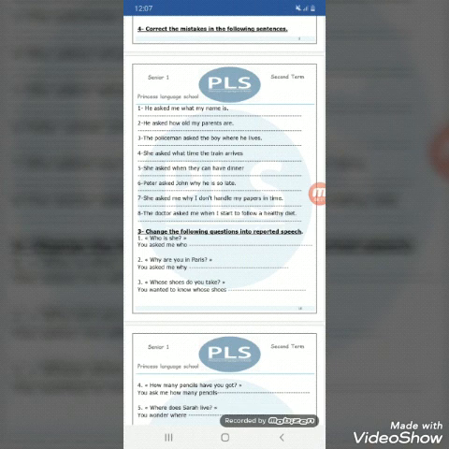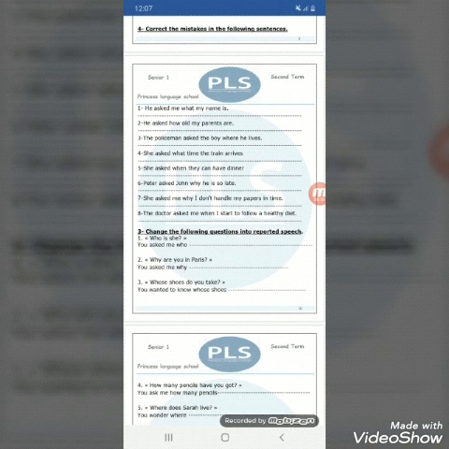Peter asked John why he is so late. Peter asked John why he was so late. Why he was, not was he. Always focus that the subject is before the verb in the reported speech.